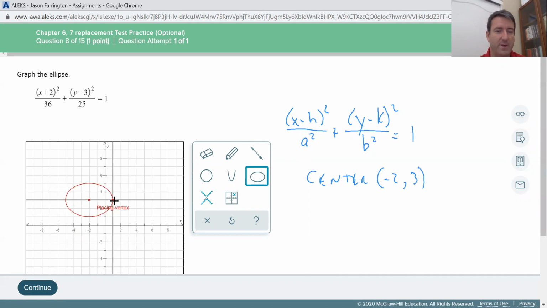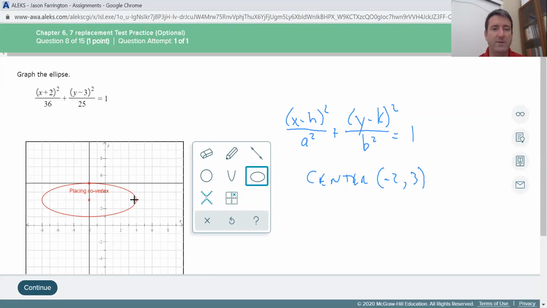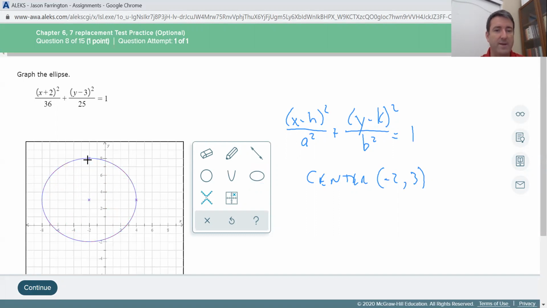So there's 2, 3, 4, 5, and 6. And then in the y direction, we're going to go 5 because the square root of 25 is 5. So there's 1, 2, 3, 4, 5, and there's our ellipse.